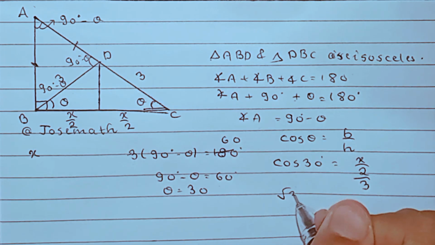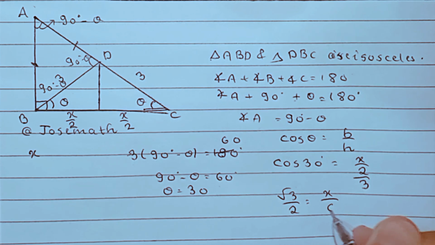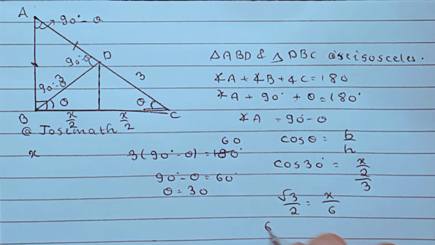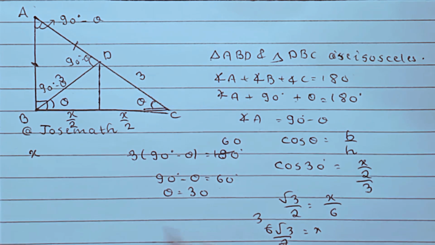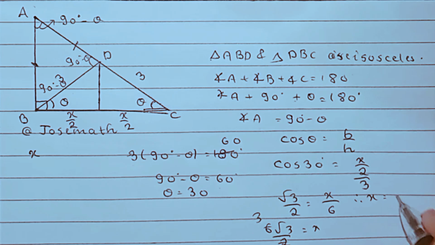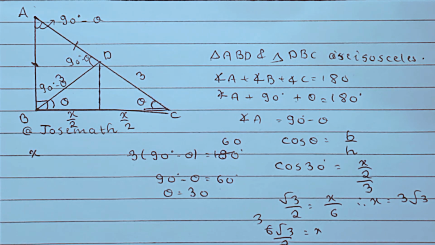So root 3 by 2 equals x by 2 times 3, which is 6. So we will have 6 root 3 by 2 equals x, and 2 threes are 6. So finally, x equals 3 root 3. Hence the value of BC is 3 root 3 units.